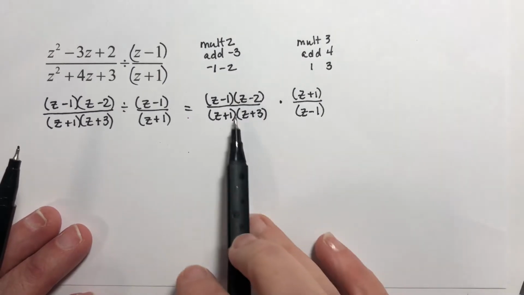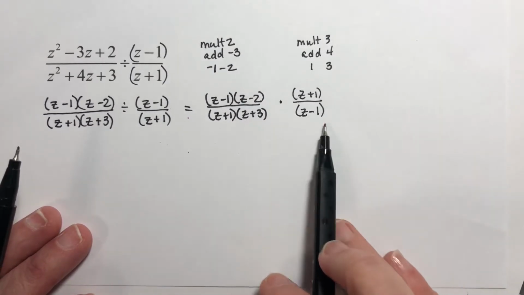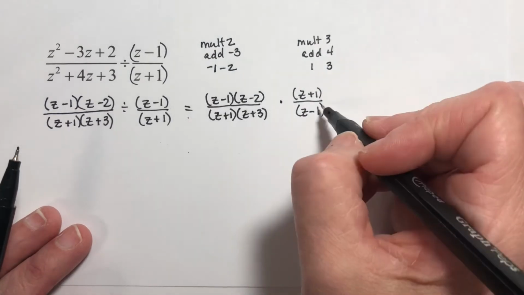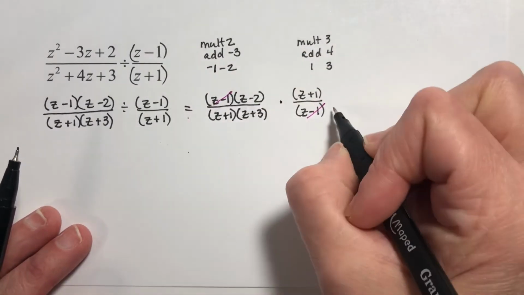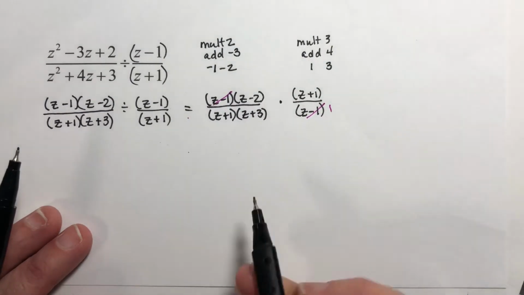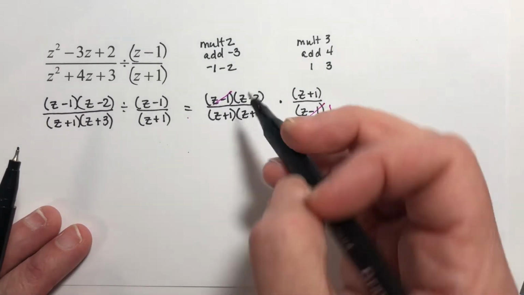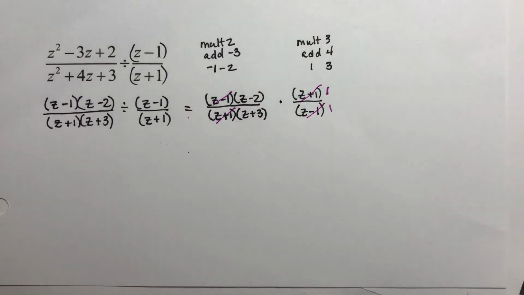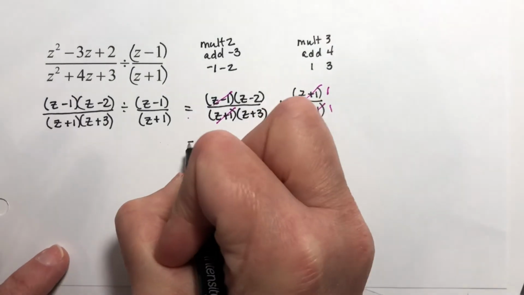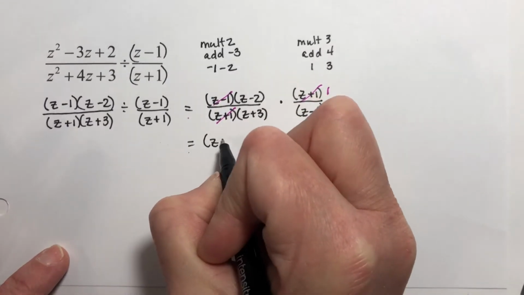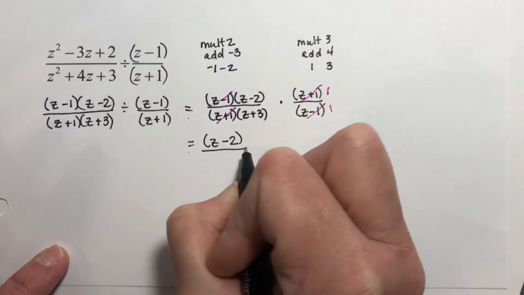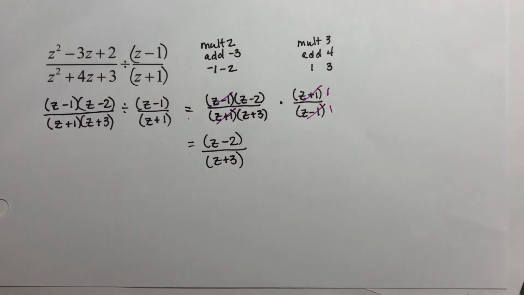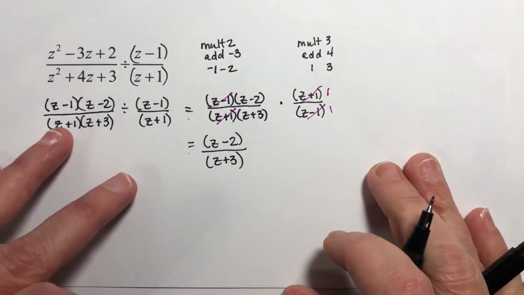I don't have anything up and down here. I don't have anything up and down here. But on the diagonals, I have a z minus 1 and a z minus 1. So those will cancel out, leaving a 1 down here on the bottom. And on this diagonal, I have a z plus 1 in each of them. So that cancels out. The only thing I have left is a z minus 2 in the top and a z plus 3 in the bottom. And that's as good as that one gets. That's reduced.